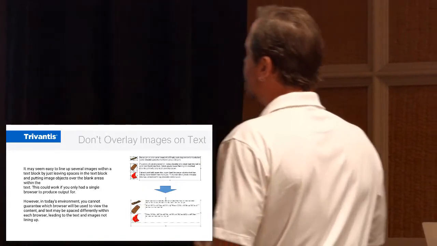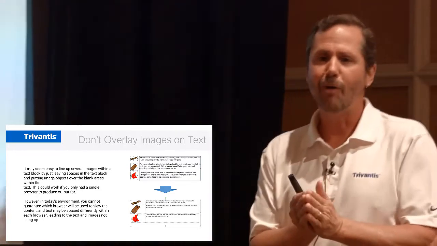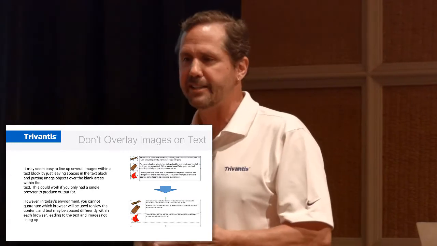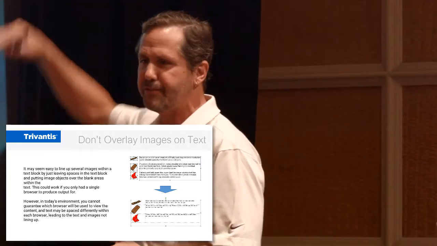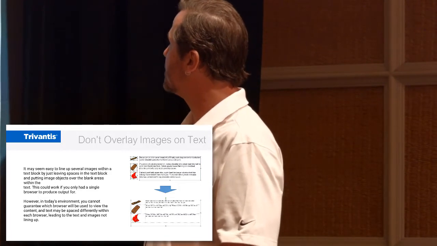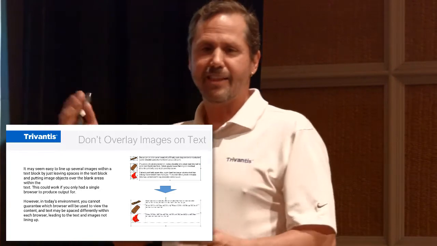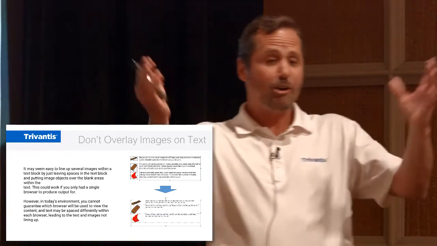This is a big one. So this is a bad trait we've all inherited from PowerPoint, which is overlay images on text. So we put on 3 paragraphs of text in one text block. And next to those 3 paragraphs of text, we just put these images right next to it. And we expect those to line up, right? Because they line up in our authoring tool, and they look great.